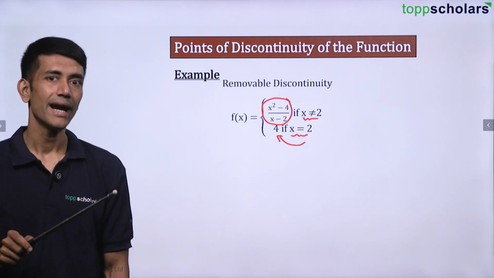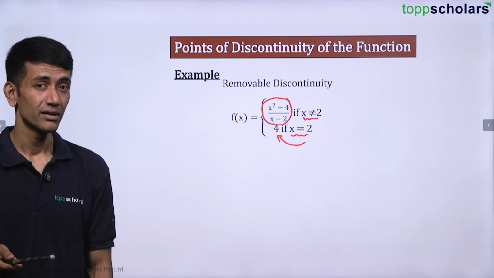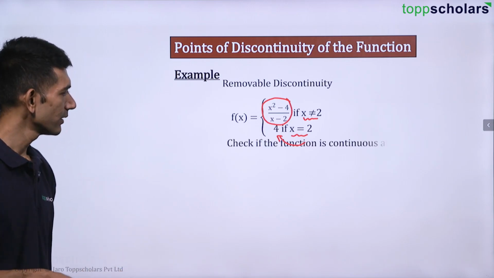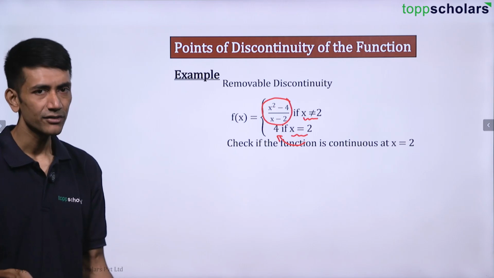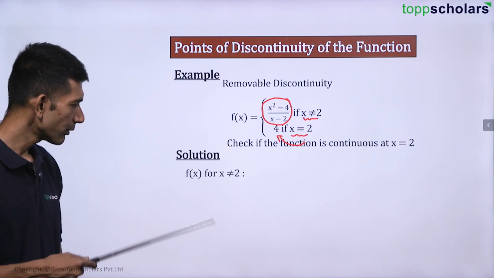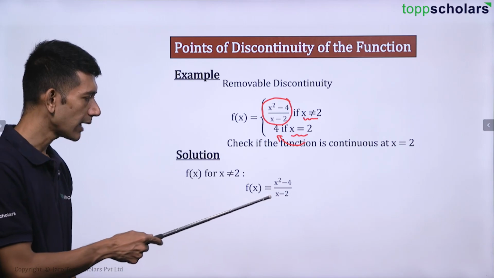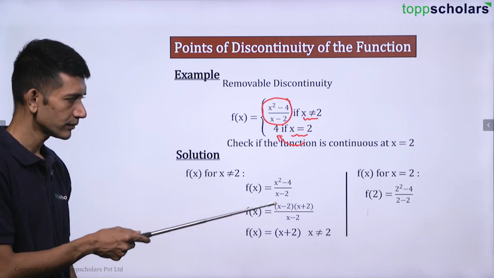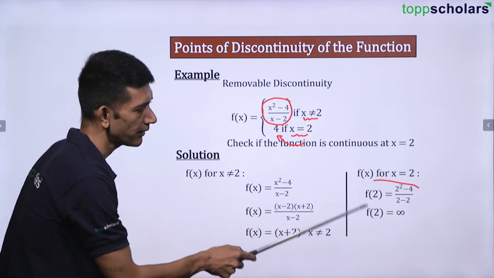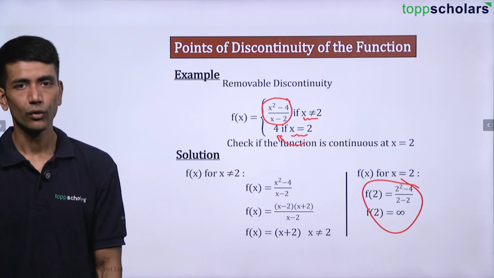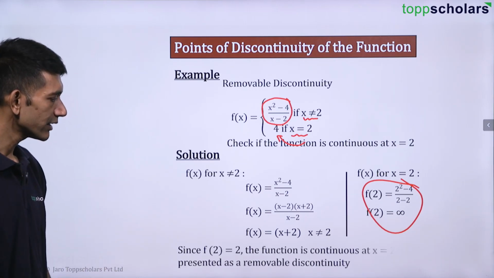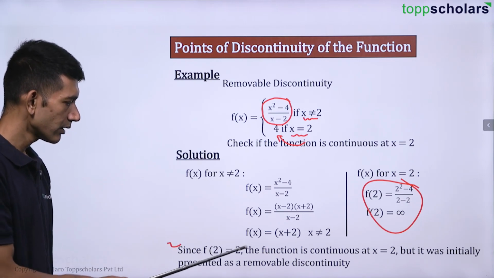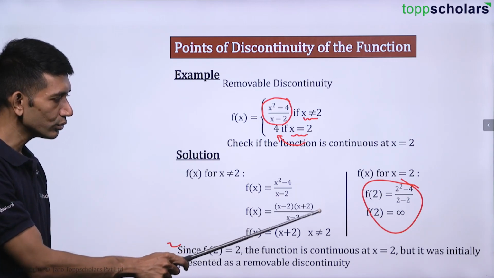So there was a gap there at 2. At x = 2, gap in the graph. That gap, that point is filled by what? 4. That's how it is. So if the function is continuous at x = 2, obviously the function is not continuous, because if I find f(2), I'll put 2 here, correct? Solve this further. You can see this part. Correct? f(2) is what? Not defined. So the function is discontinuous at x = 2.